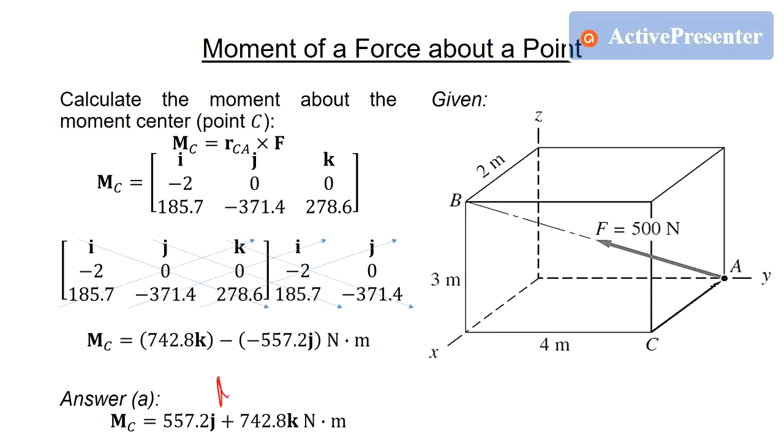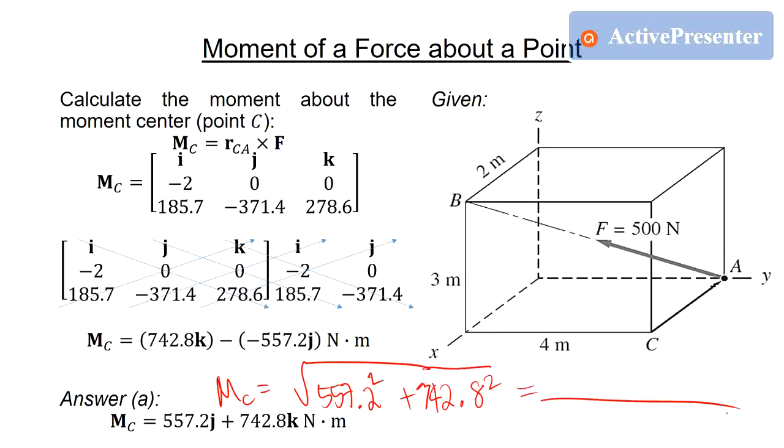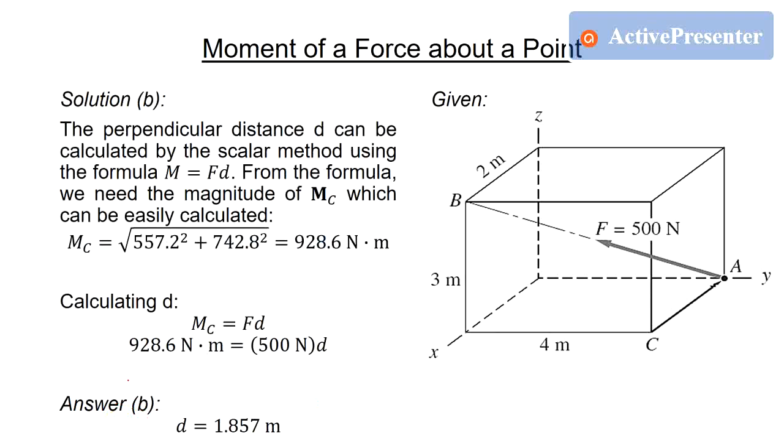If you want to get the magnitude though, you simply calculate this using the given formula. So magnitude is this one. So you get the magnitude of moment C in scalar form, or its magnitude only. So this is calculated here.